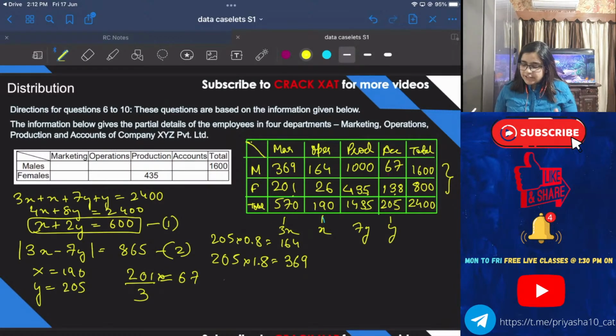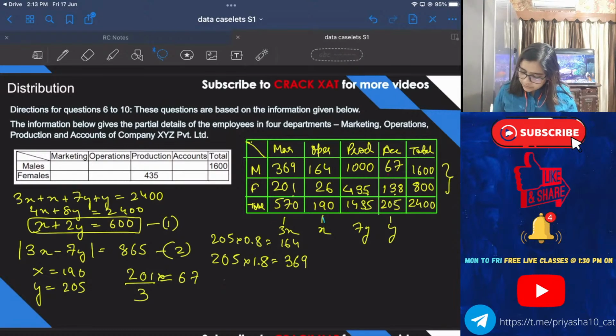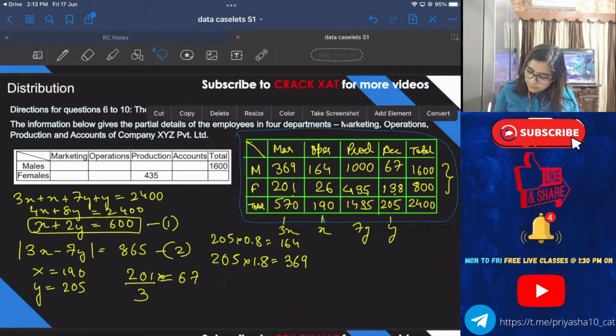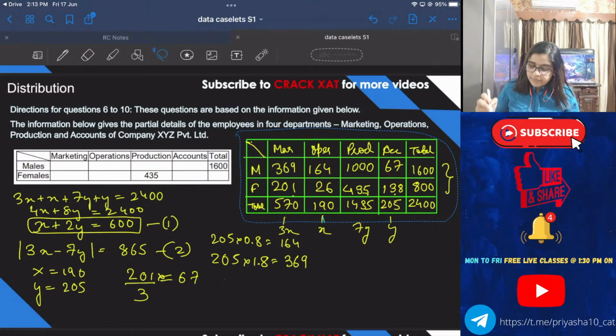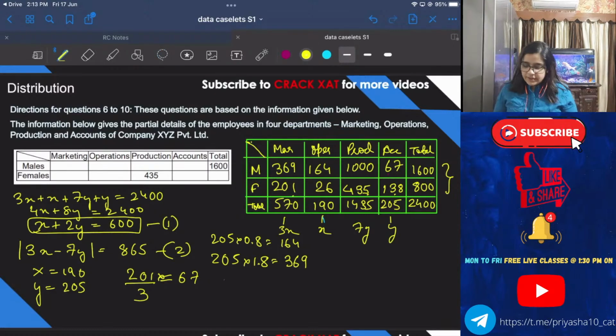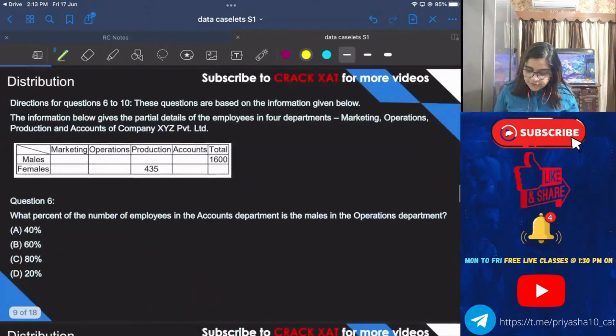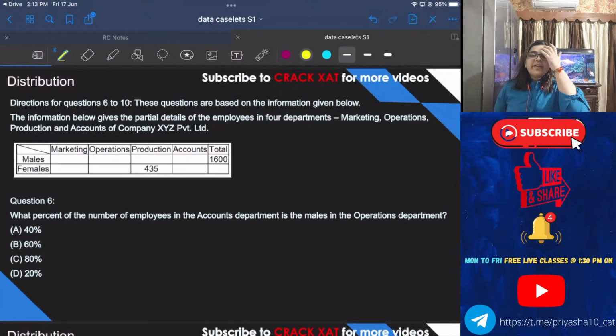Are you ready for questions? Yes. Are you all ready for the questions? Ready? So here comes the first question for you people from this caselet. I don't think I will be able to complete the third caselet, but the third caselet will be homework then for you people.